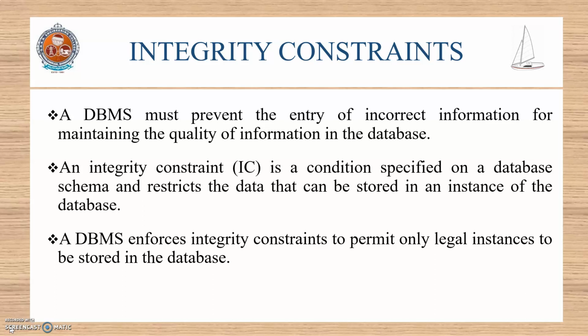The DBA or end user defines a database schema and specifies the integrity constraints that must hold on any instance of this database. When a database application is run, the DBMS checks for violations and disallows changes to the data that violate the specified integrity constraints. Many kinds of integrity constraints can be specified in the relational model. They are key constraints, foreign key constraints, and domain constraints.